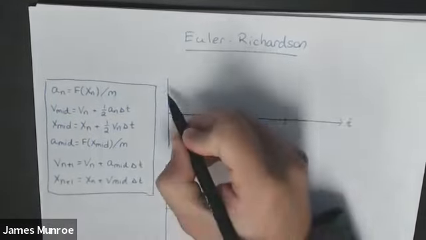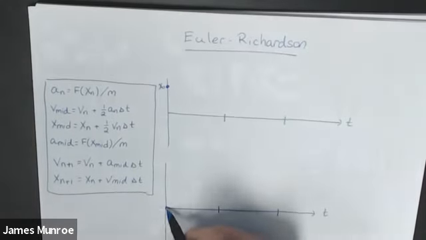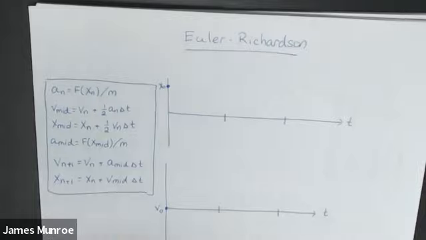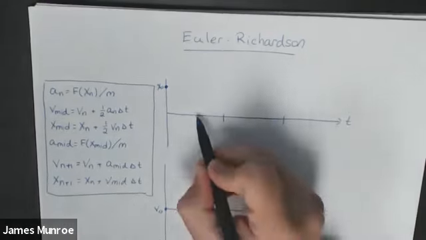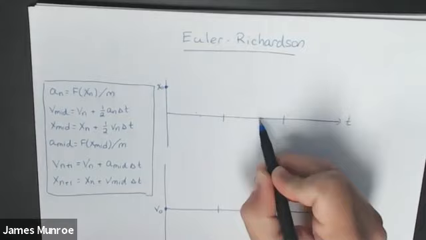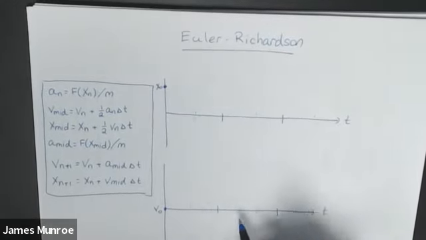We still start off in the same way. I have an initial position and I have an initial velocity. And what I'm going to do is use the method to figure out what the velocity would be in the middle of these time steps. So this is called the midpoint.